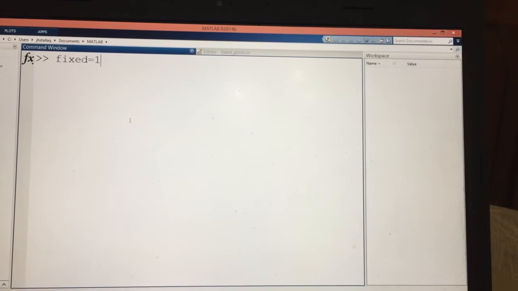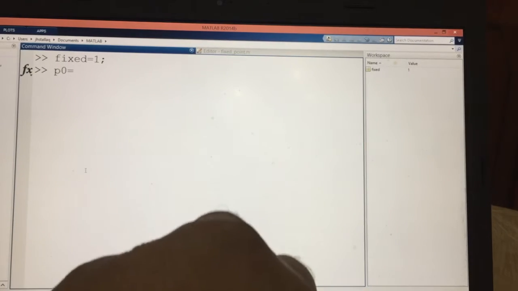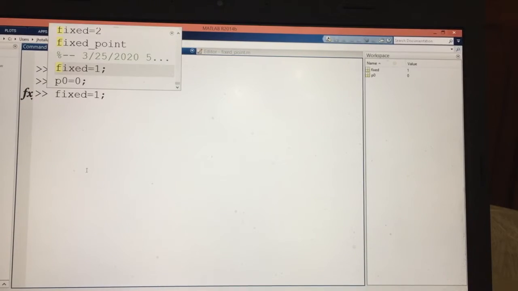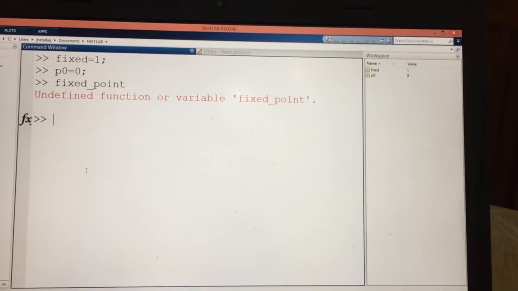So our index fixed is equal to 1, which means that we want to test the original function. Let's also give p naught a value, for example, we start at 0. It doesn't matter, p naught is 0. Then we do the fixed point iteration.